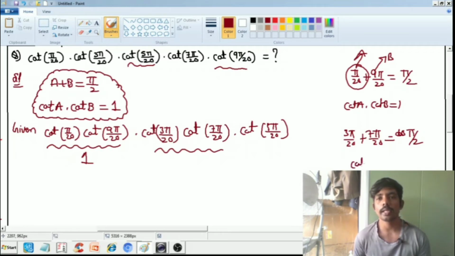Means we can write cot a into cot b is equal to 1. Here a is 3 pi by 20, and here b is 7 pi by 20. So this also becomes 1.